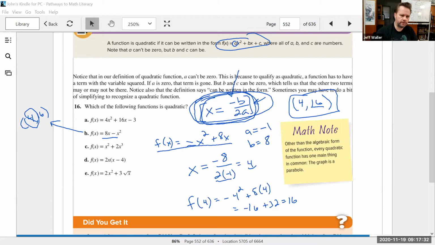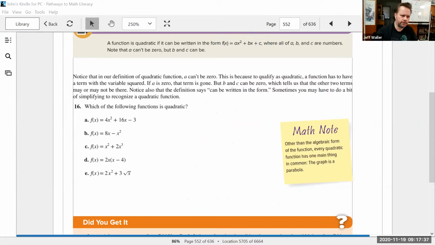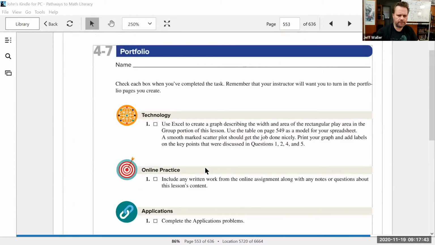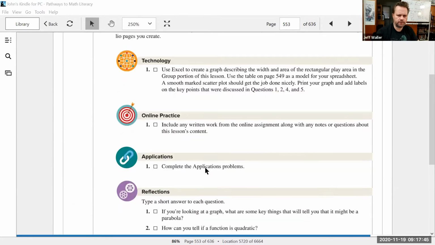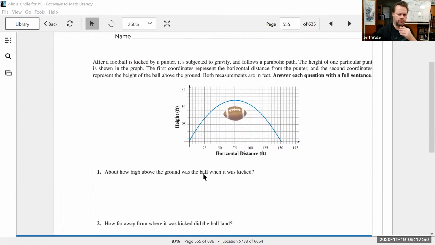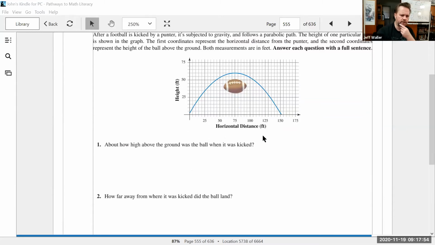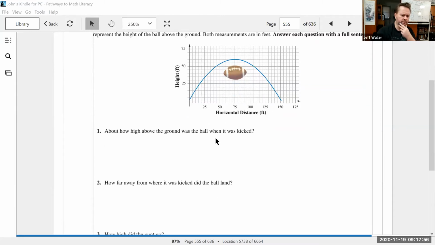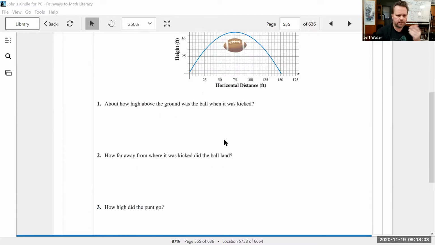All right, let me clear this away. Was there something else I want? No. So the homework here is going to be pretty straightforward. They give you a graph, like we did a problem like this, about how high was the ball when it was kicked, so you can estimate it. So this is all just estimation, right? They don't really give you a good enough scale, so you just estimate.